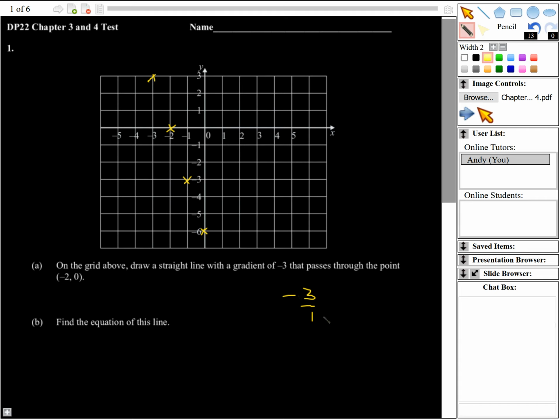So my gradient of -3, the -3 on the top is the up or down, 1 on the bottom is the side to side. So it's 3 up or down, and then 1 across. And because it's a negative gradient, it has to slope in this direction. So once I've done that, I can then just join up my points, and I have my straight line like so.